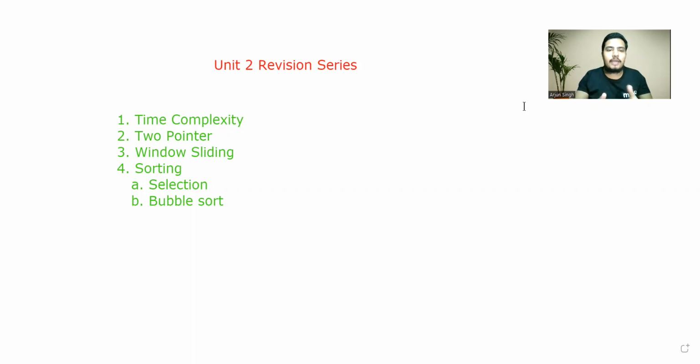So first is time complexity, and two pointers, and sliding window, and sorting. For sorting, we are going to read selection sort and bubble sort. So like the two pointer approach and sliding window. Yeah, sliding window is an important topic, an important concept for a particular range of questions.